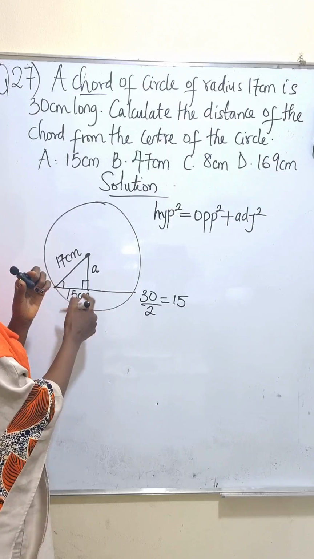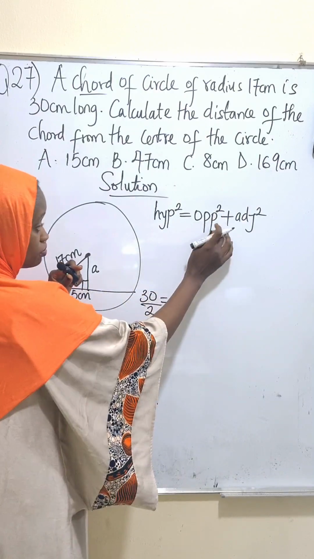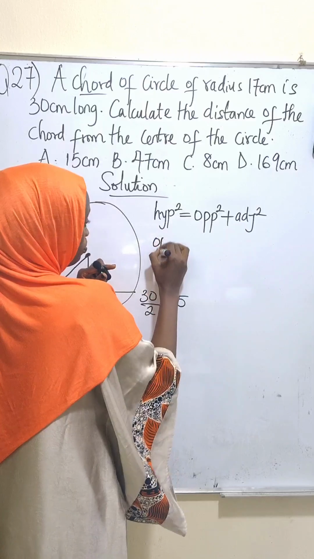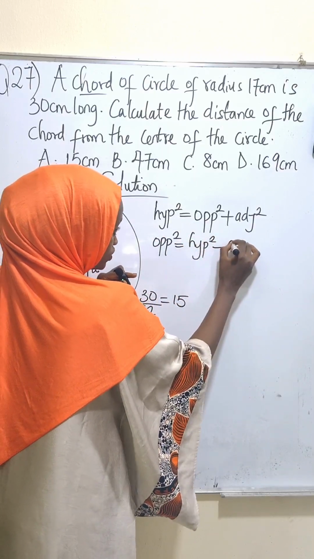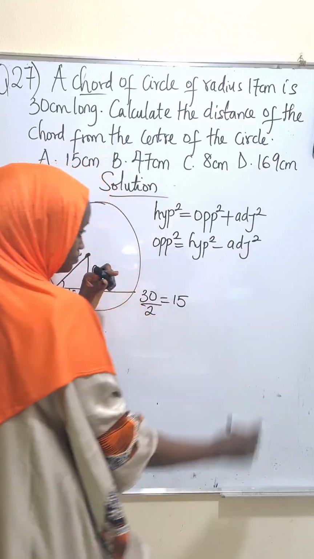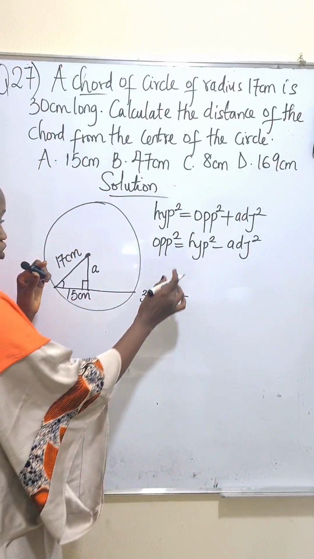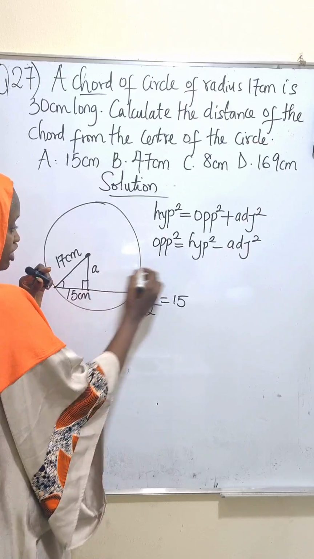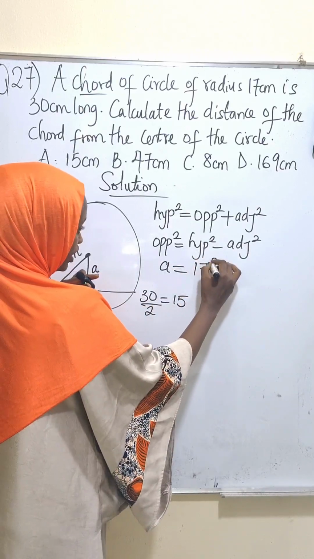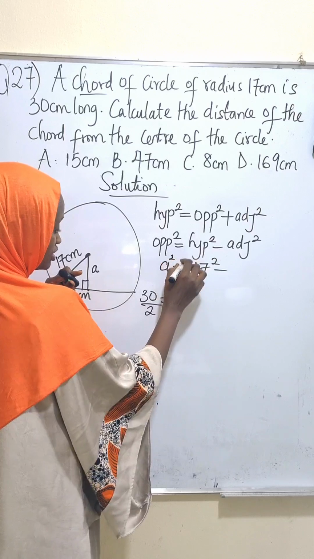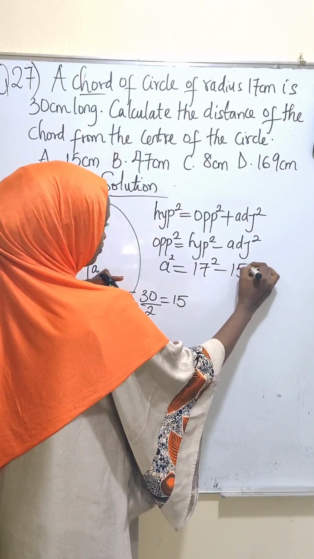So what we are looking for, we are looking for the opposite side. So we're going to make the opposite the subject of the relation here. So the opposite square will be equals to the hypotenuse square minus the adjacent square, right? So now all we have to do next is to substitute. So the opposite square, which is the value for A, is equal to the hypotenuse, which is 17 square, minus the adjacent, which is 15 square, right? So we have this as 15 square.